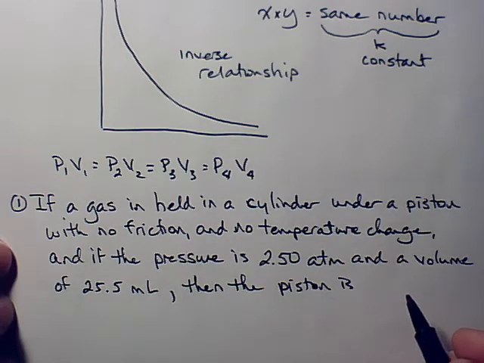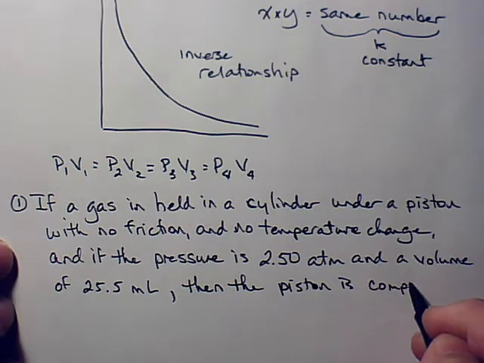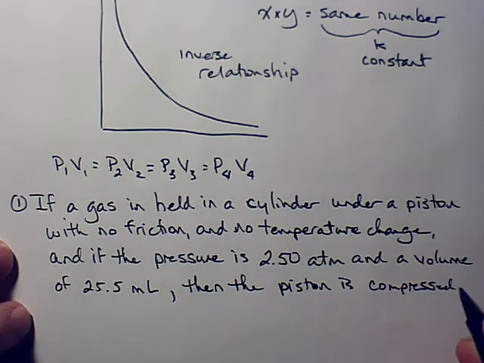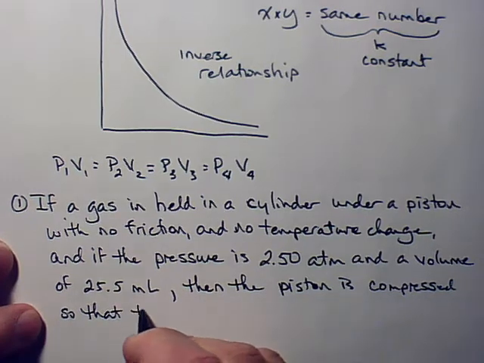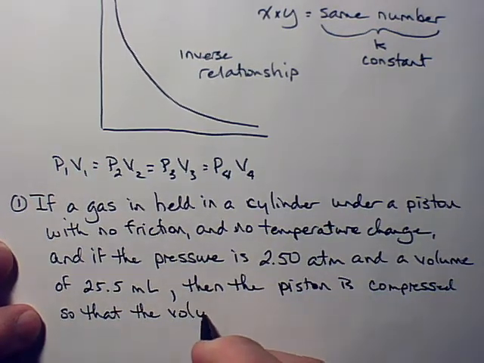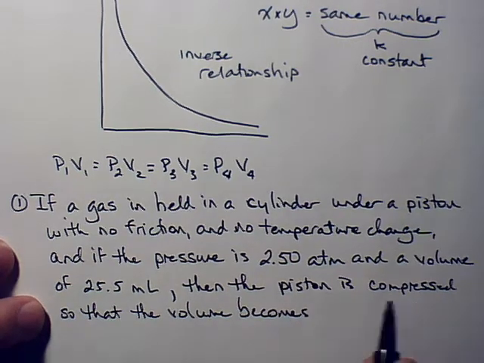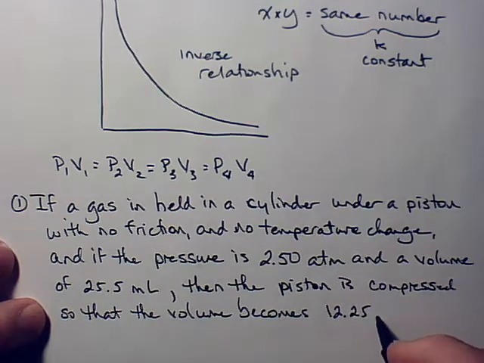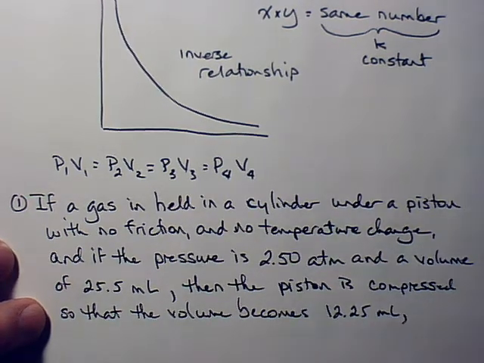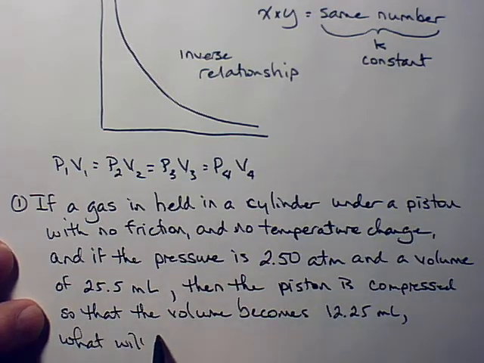Okay, and the piston is, let's say, compressed, so that the volume becomes 12.25 milliliters. What will the pressure be?